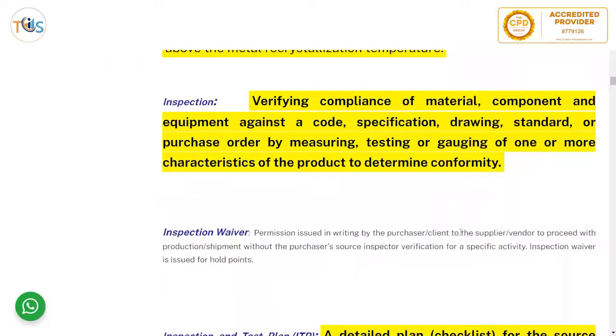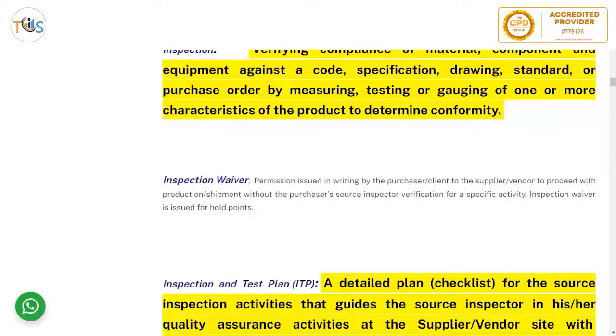Inspection means verifying compliance of material, component, and equipment against the code, specification, drawing, standard, or a purchase order. How? You verify that by measuring, testing, or gauging one or more characteristics of the product to determine conformity. So it's verifying compliance to determine conformity.